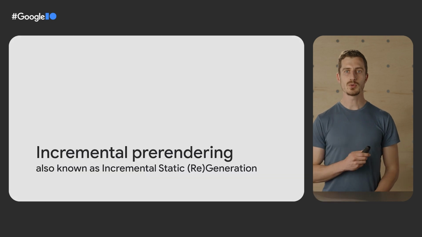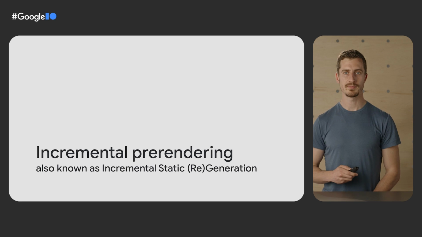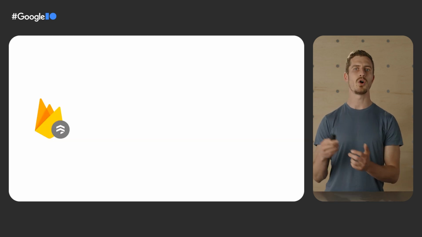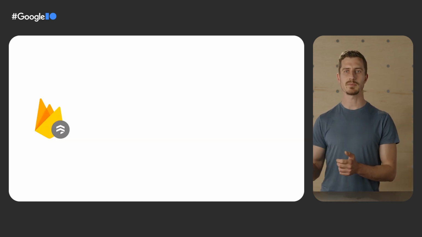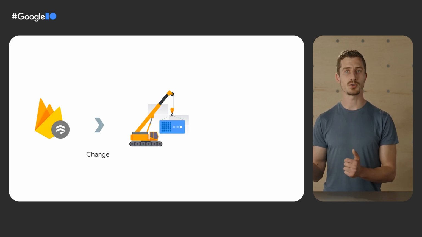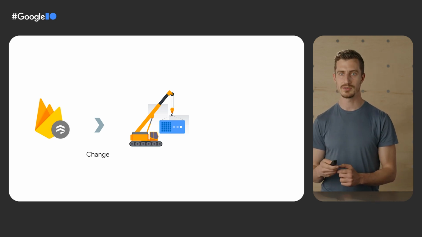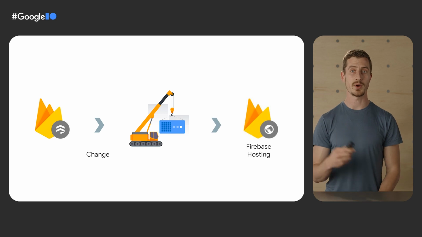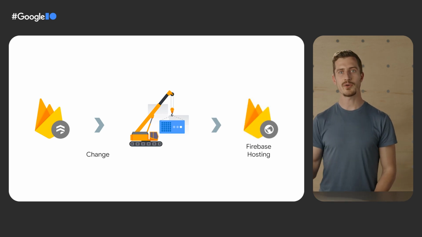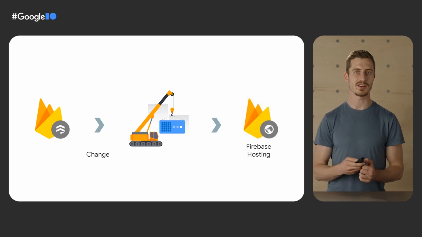To achieve incremental pre-rendering or static site generation, we can use automation via the APIs that Firestore offers. Let's suppose that we store all the content that our static pages depend on in Firestore. When we update the Firestore data, we can get a Firestore change event that triggers the incremental static regeneration. Once we regenerate pages that changed, we can just deploy them to Firebase hosting.